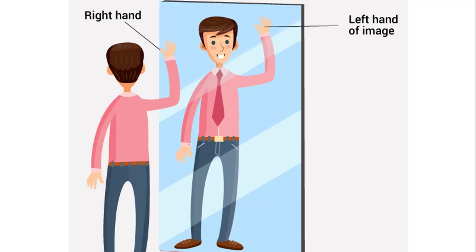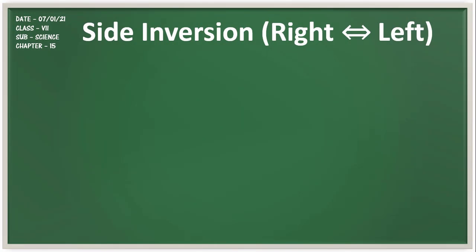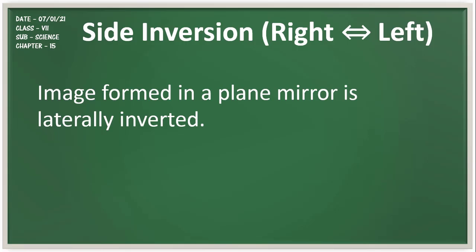This means that the right side of our body becomes the left side in the image, while the left side of our body becomes the right side of the image. It appears as if our image has been reversed sideways with respect to our body. The effect of reversing the side images of object is called lateral inversion. So, we say that the image formed by plane mirror is laterally inverted.